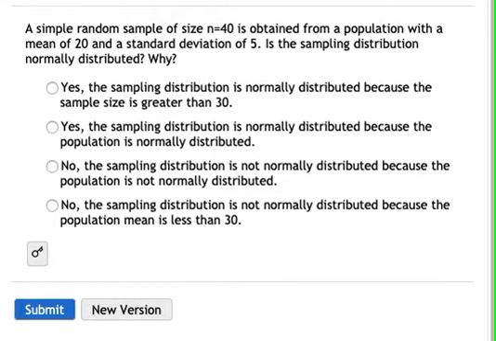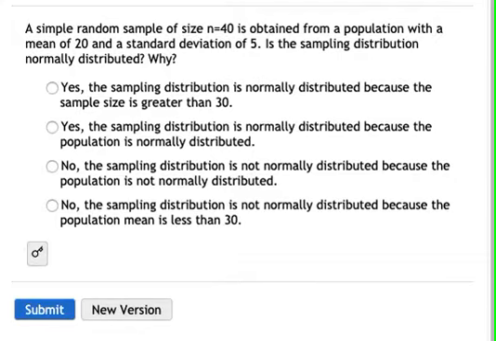For this problem, different from what we've done in the past, now we're talking about samples. We're not talking about randomly drawing one person from a population. Now we're talking about samples. So a simple random sample of size n equals 40 is obtained from a population with a mean of 20 and a standard deviation of 5. Is the sampling distribution normally distributed? Why?